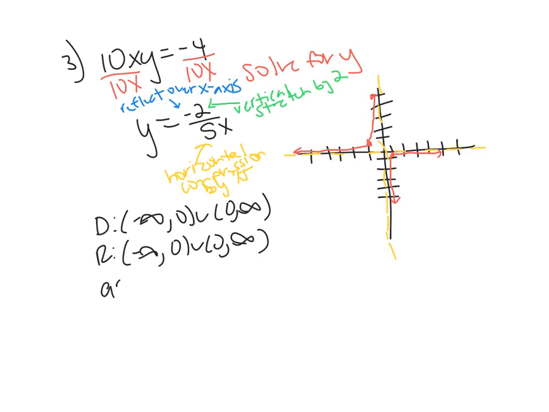And our asymptotes did not change from the parent function. So that is still y equals 0 and x equals 0. Okay, so that is the graphs and transformations of the rational function y equals 1 over x.